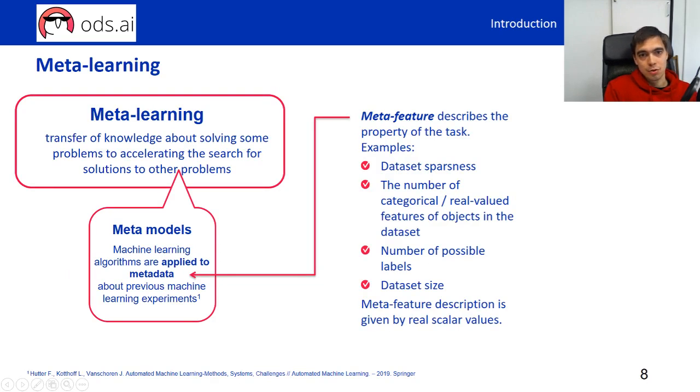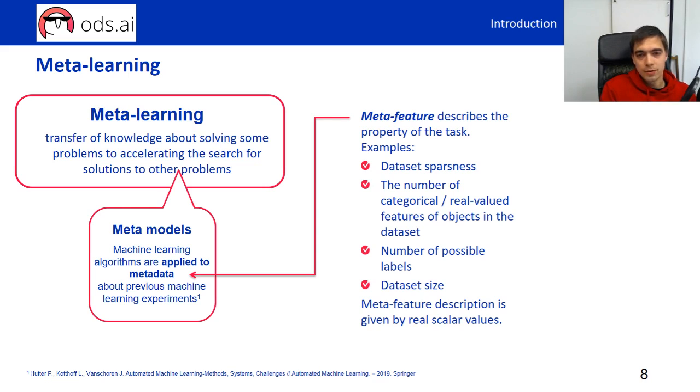Okay, then we turn to the definition of meta-learning. Broadly speaking, meta-learning refers to a set of approaches, methods, and techniques aimed at transferring knowledge about solving some problems to accelerate the search for solutions to other problems. In a narrow sense, meta-learning refers to the use of meta-models, an approach for solving the problem of choosing algorithms in which machine learning algorithms are applied to metadata about the previous machine learning experiments conducted.